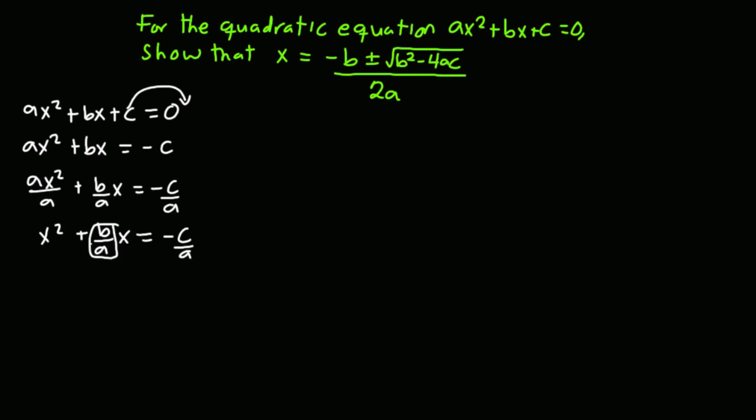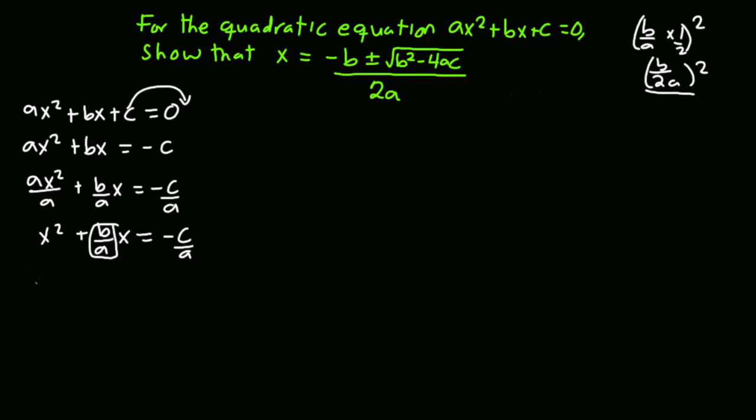Then after the identification, we are going to find half of the coefficient of x, and then square the result. So the coefficient of x is b on a. After identifying that it is b on a, we multiply that by half, and then square the result. That will give us b on 2a all squared. So now we are going to add b on 2a all squared to both sides of the equation.